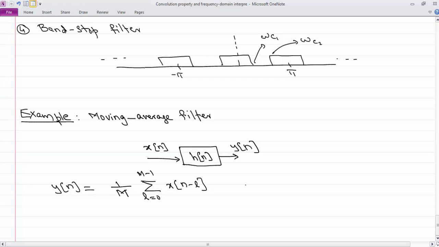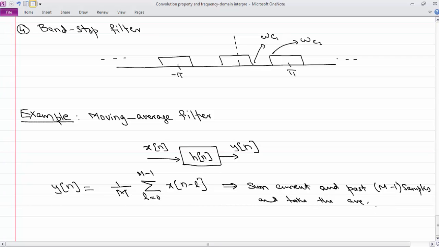So this is: sum the current and past m-1 samples and take the average.